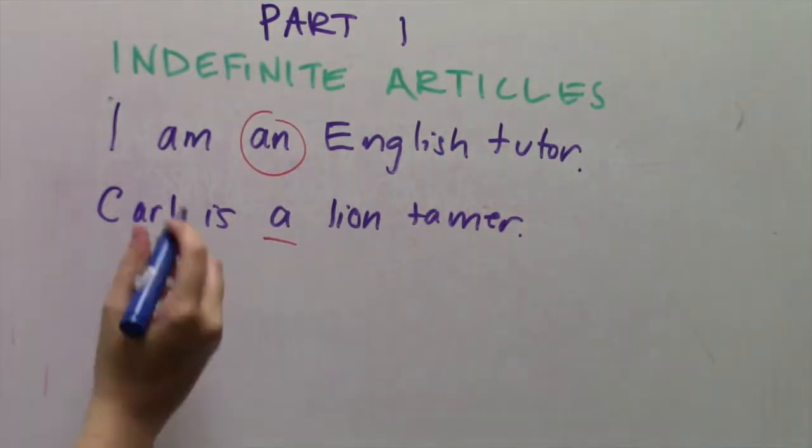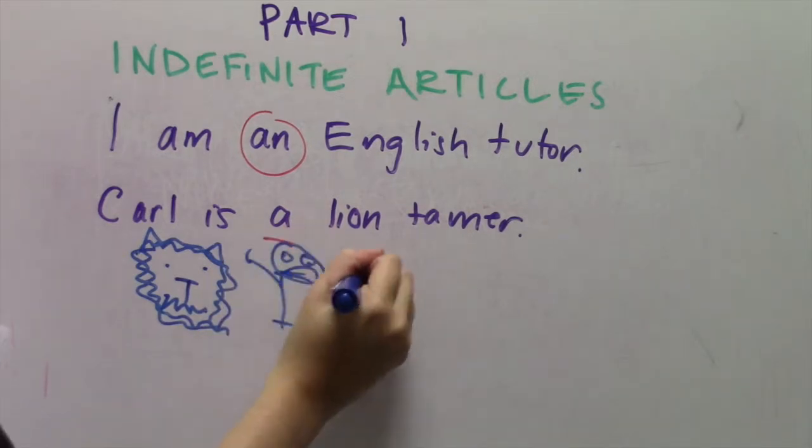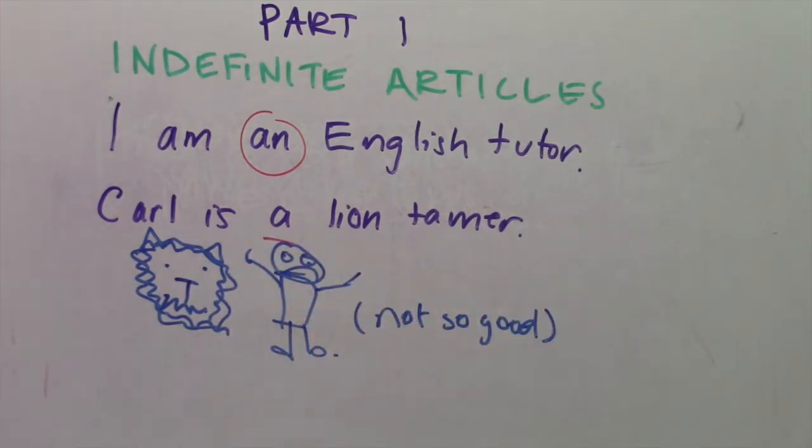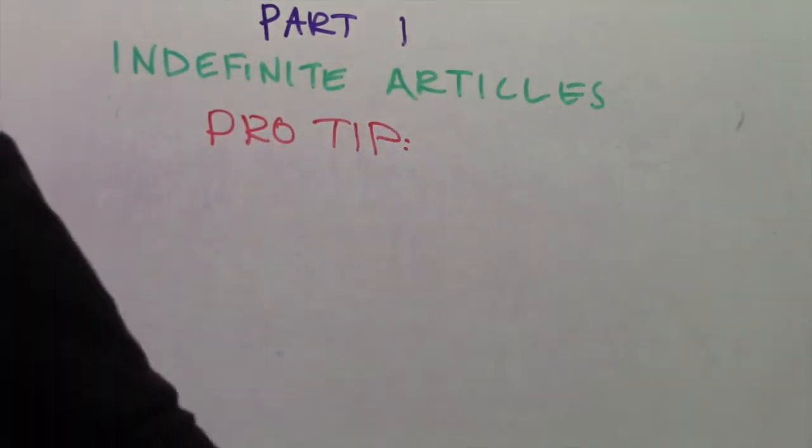You can see that I'm using 2 different indefinite articles, which I'll describe as soon as I'm finished drawing this clever illustration of Carl being a really bad lion tamer. And that's why I'm a tutor and not an artist.